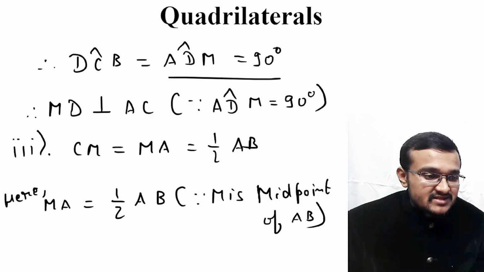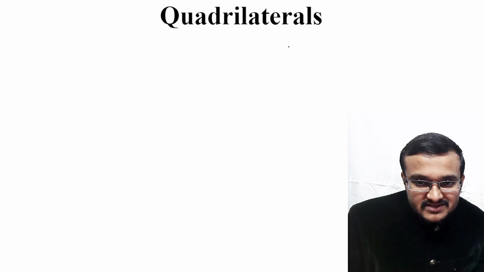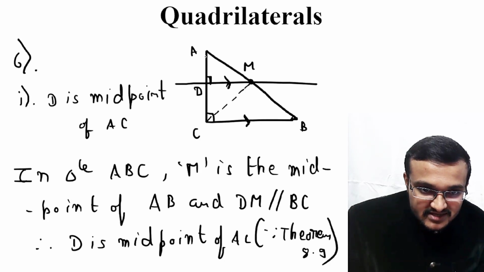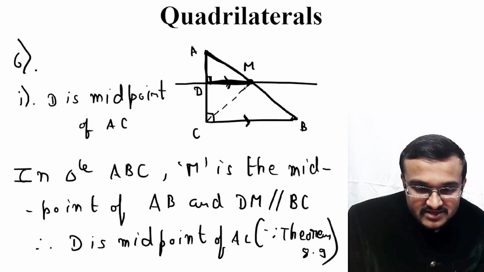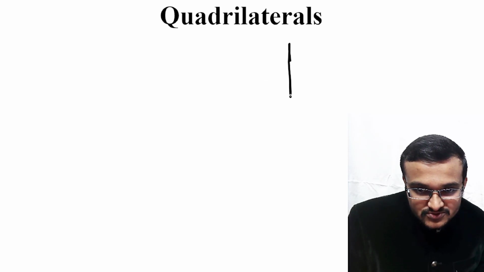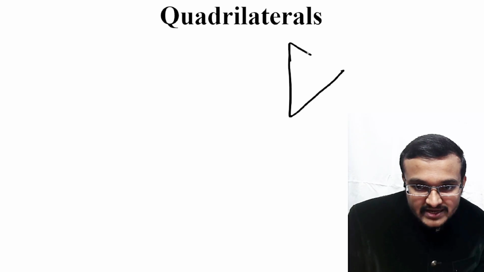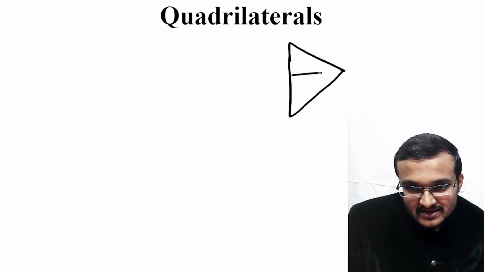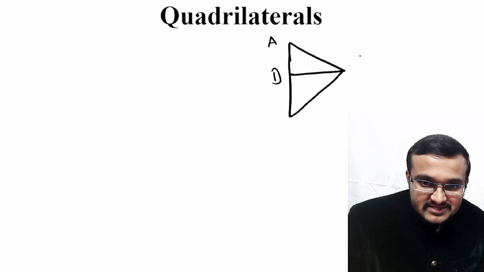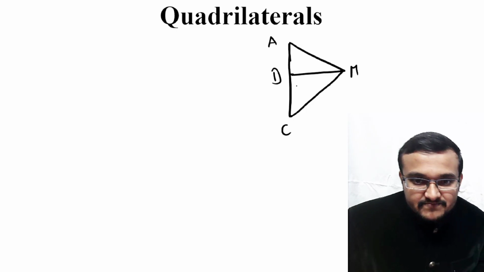So now here in this particular diagram, we will consider these two triangles. So here we have this triangle. We'll consider this triangle ADM, and we'll consider this particular triangle DCM. I'll just write those two triangles over here. Basically we have two triangles like this, and one line is there. This point is D, this point is A, this is M, and this is C.